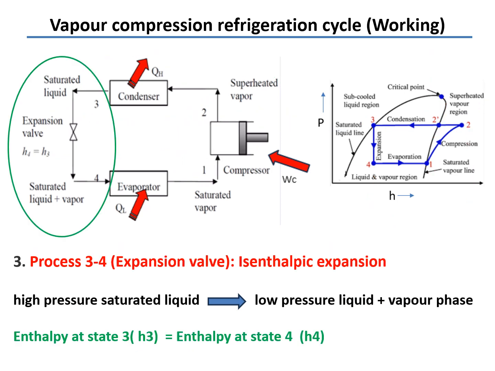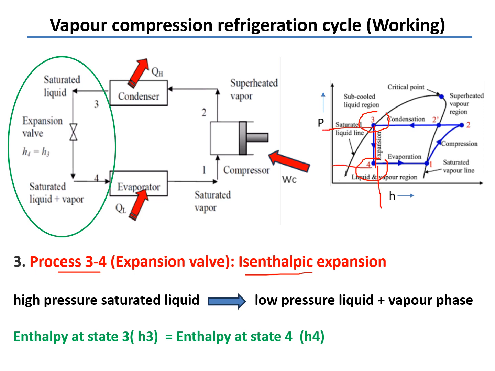Now see the next process, process 3 to 4. Here you see this is 3 and this is 4. This is the expansion process, and this expansion is isenthalpic expansion. Enthalpy is constant. It means there is no interaction of heat and work during that process. You see we have a vertical line downward. It means the pressure will reduce because expansion takes place, but the enthalpy is not changing.